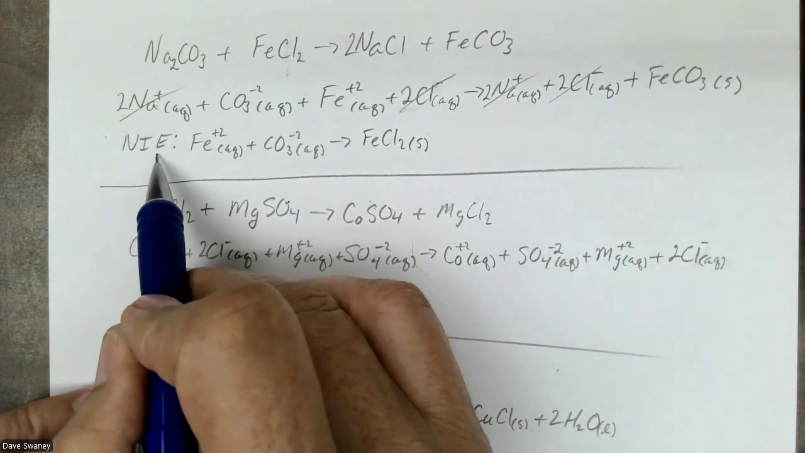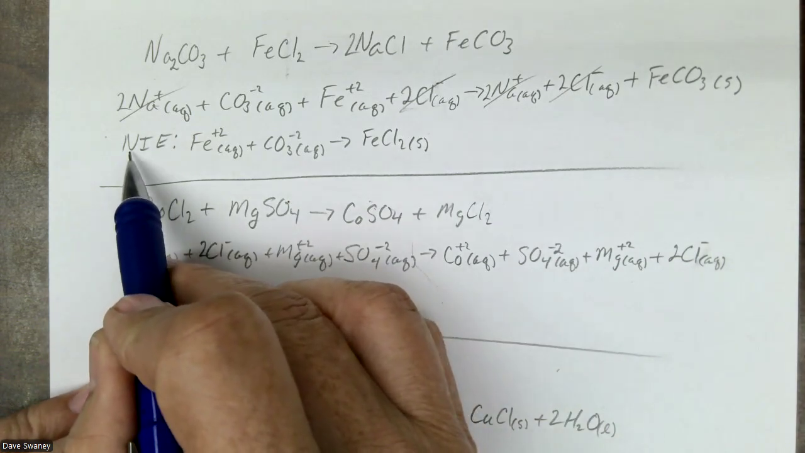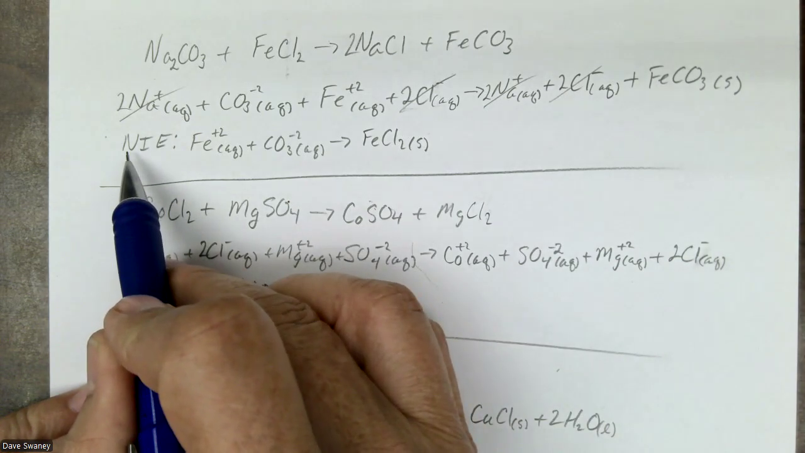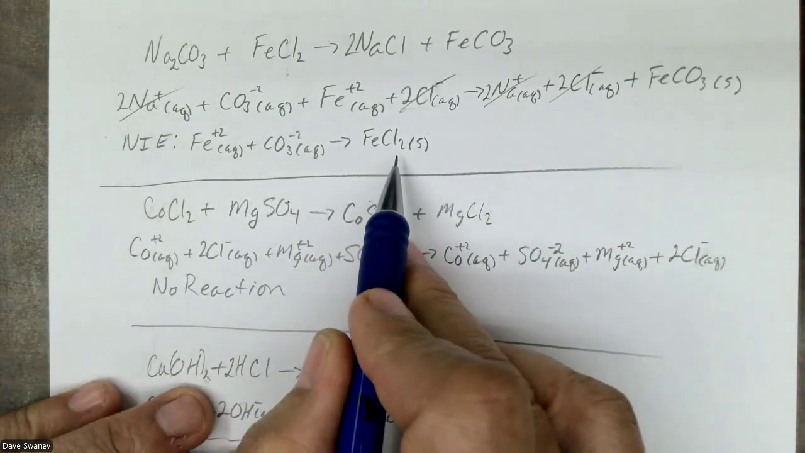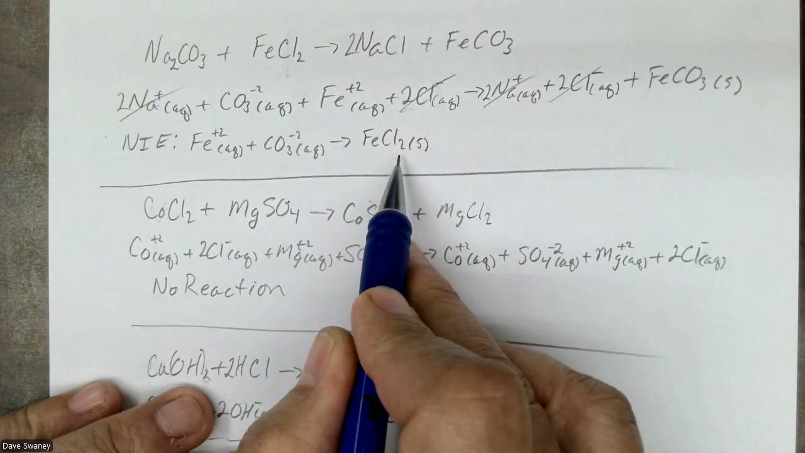What really happened, the net ionic equation, net meaning after you take everything into account, is that these two met and formed that solid.